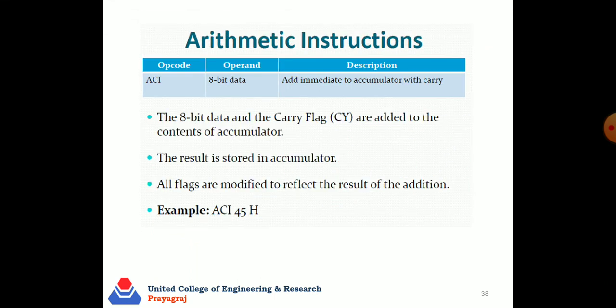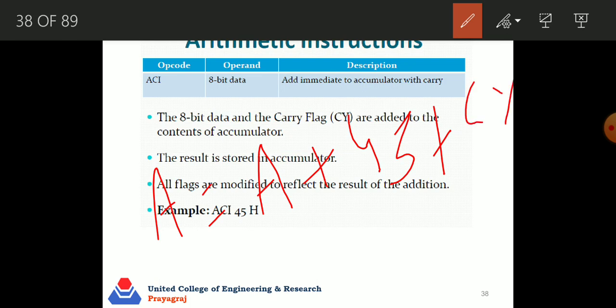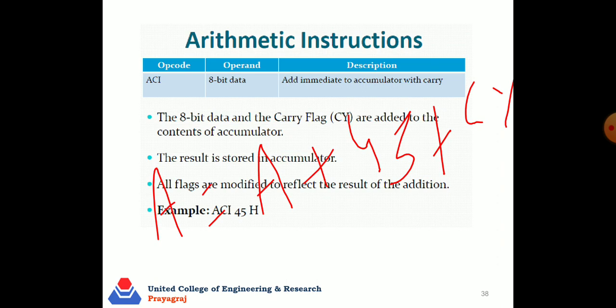Next is ACI. That means add immediate to accumulator with carry. That means A equals A plus 8-bit data like 45 plus carry, whatever carry resulted from the previous instruction. So it is very, very simple.